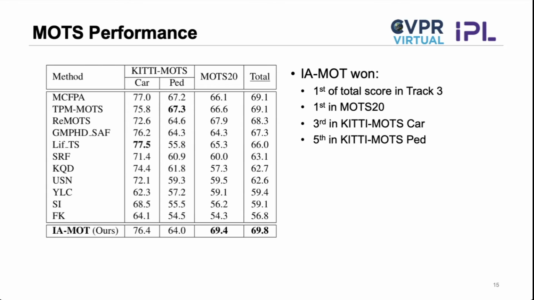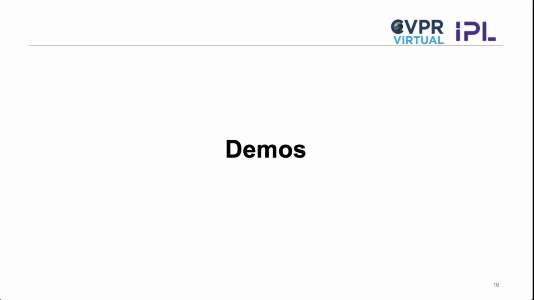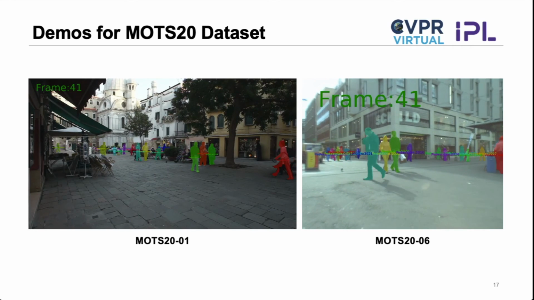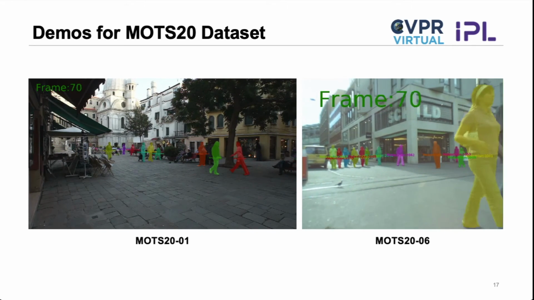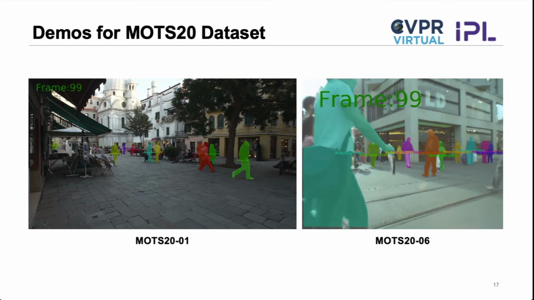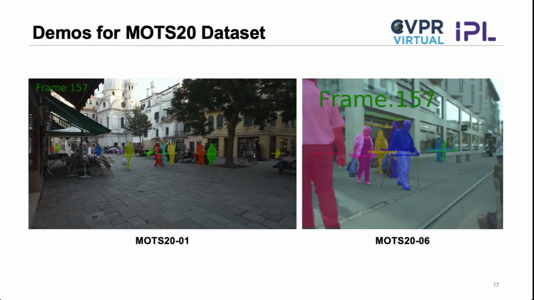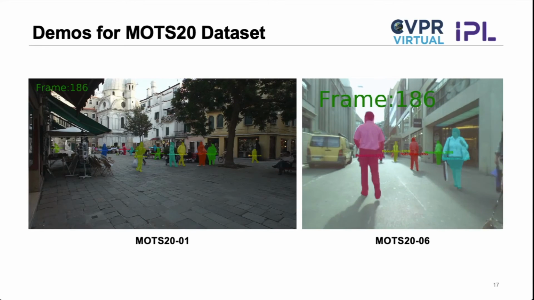Our proposed method is the winner of the 2020 BMTT Challenge Track 3 with 69.8 as MOTS-A. We are first in the MOTS-20 dataset and also have great performance in the KITTI dataset. Here are two examples in the MOTS-20 dataset. Our tracker handles occlusion well no matter whether the camera is moving or static, or the object size differs. Also, the tracking is smooth with very few ID switches.